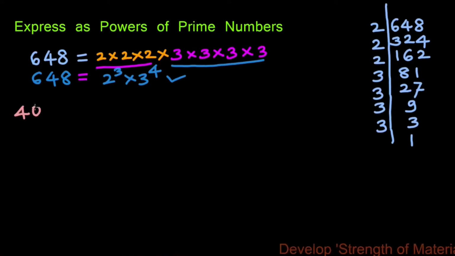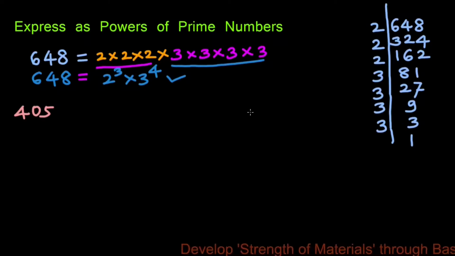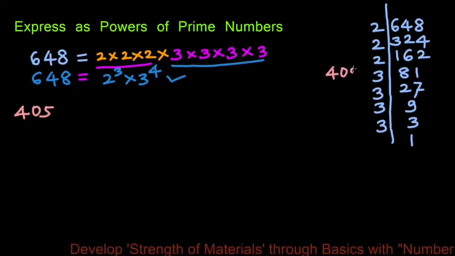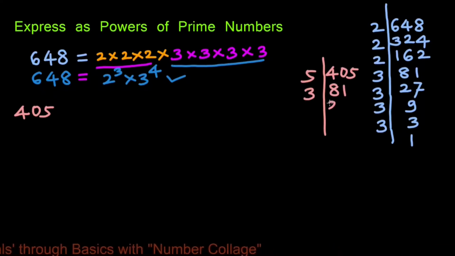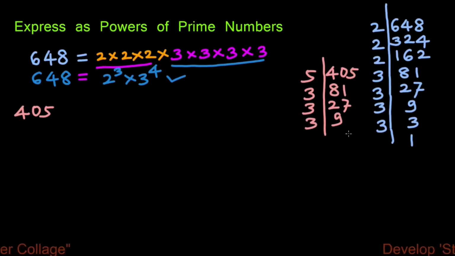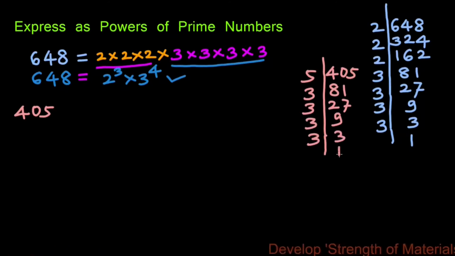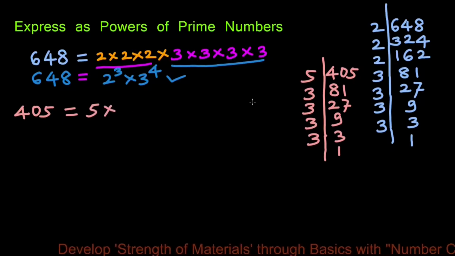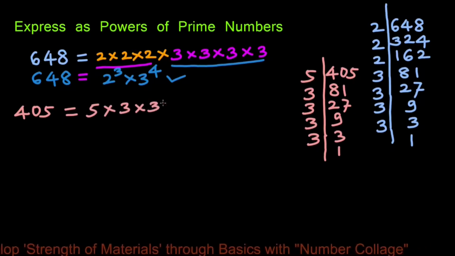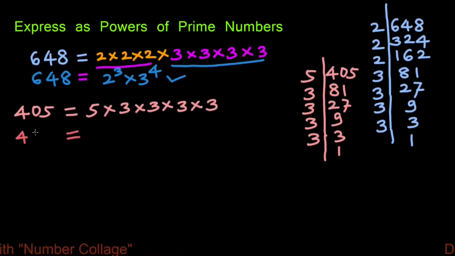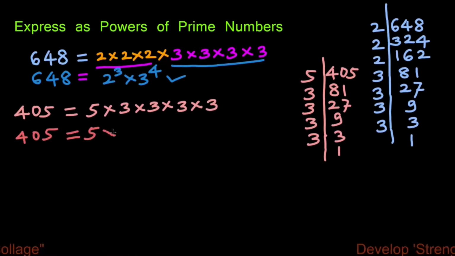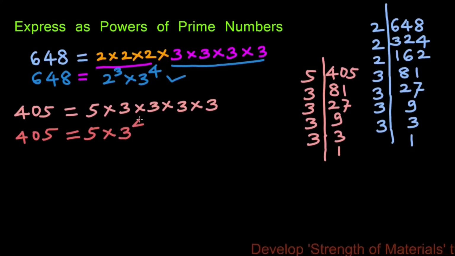Next is 405. We will find its prime factors. So 405. 5 eights are 40, 5 ones are 5, 3 twos are 6, 3 sevens are 21, 3 nines are 27, 3 threes are 9, 3 ones are 3. So 405 will be 5 multiplied by 3 multiplied by 3 multiplied by 3 multiplied by 3, which will be 405 equals 5 multiplied by 3 raised to 4.